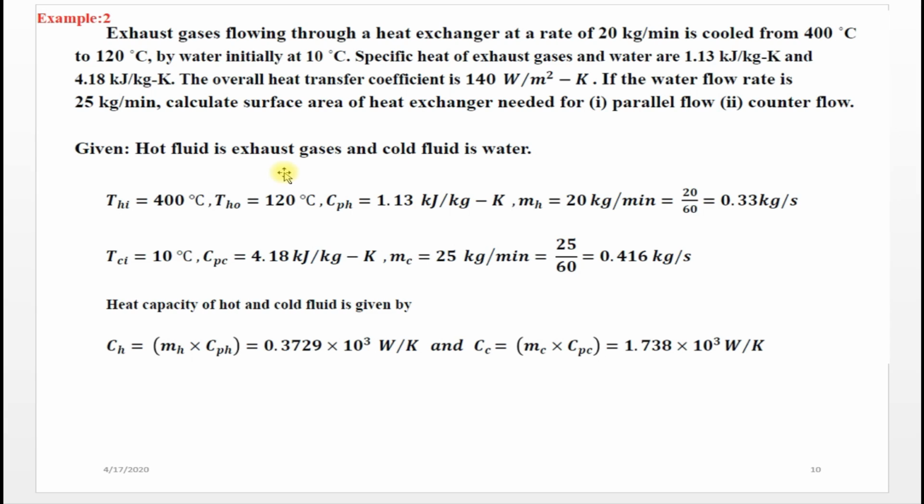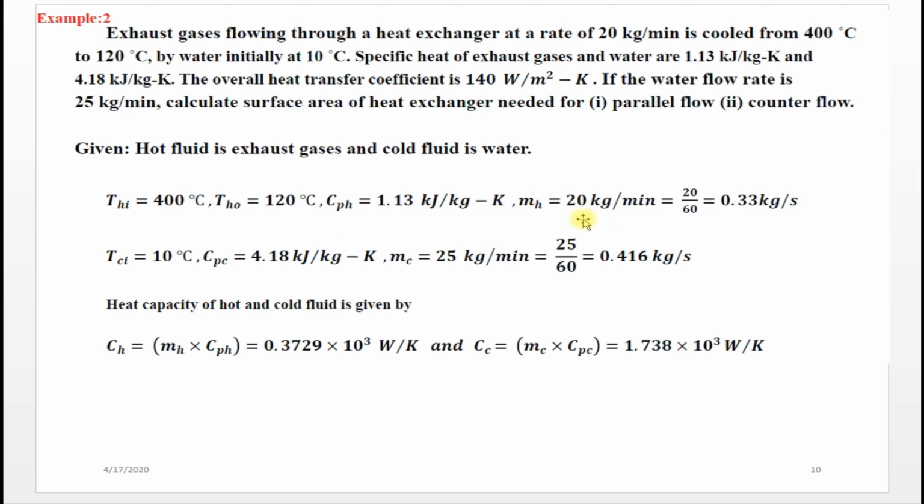Hot fluid is exhaust gas, cold fluid is water. If you read the problem, you will get this: hot fluid is exhaust gases, cold fluid is water. Now we will write the temperature information. Thi, that is the hot fluid inlet, is 400 degrees Celsius, Th naught is 120 degrees Celsius, Cph is 1.13, the specific heat of the hot fluid. Mass flow rate of hot fluid is 20 kg per minute.